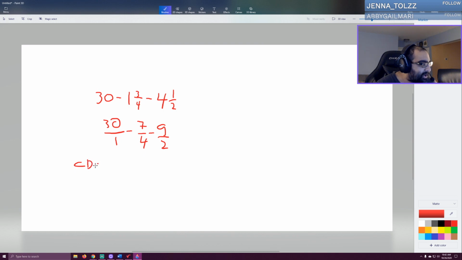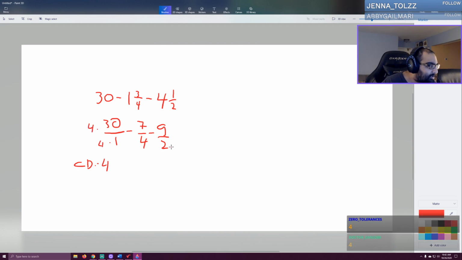What's our common denominator here for this? 4, that's correct. Okay, good. So we'll multiply this first one by 4. Keep that the same. Multiply this by 2. Spot on. Okay. So we'll have 120 over 4, minus 7 over 4, minus 18 over 4.